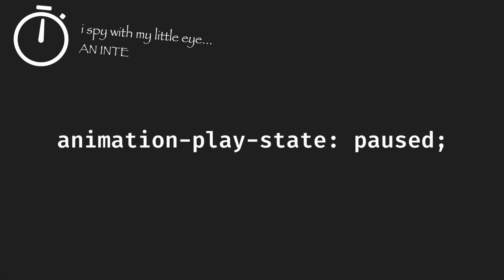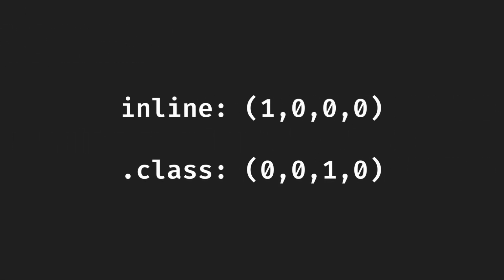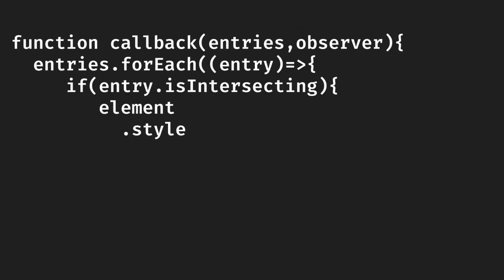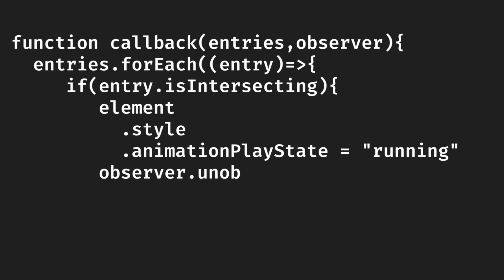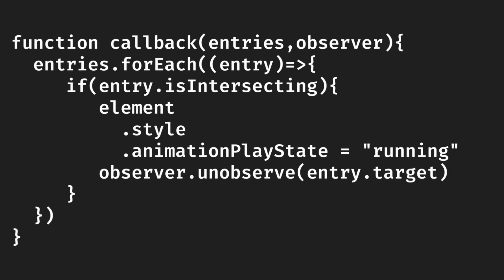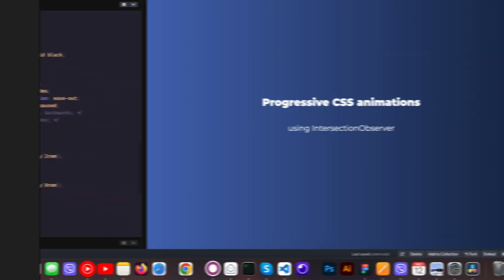Well, I can utilize the animation-play-state property. I can set it to be initially paused, and then when the observer detects it, I can add an inline style property that sets it to running. And since inline styles are more specific than classes, it will override the class property. After the observer has already intersected with that entry, we can call the unobserve method on it and pass the entry's target to remove it from the list. Yes, okay, that seems to work.